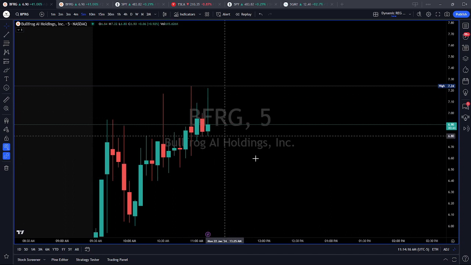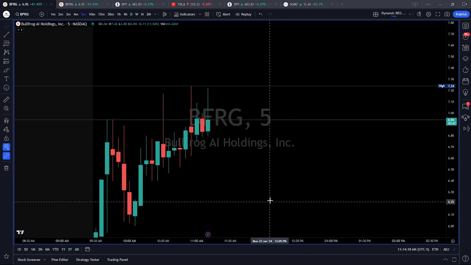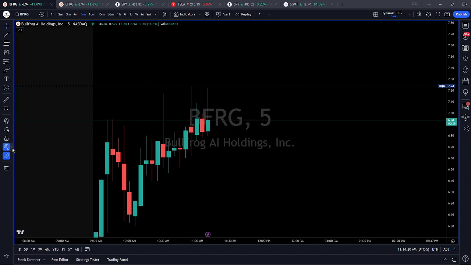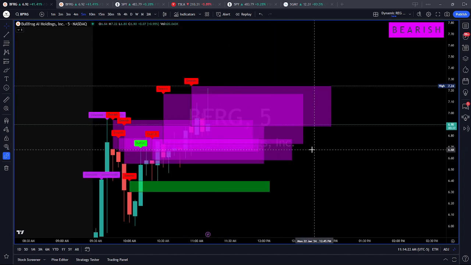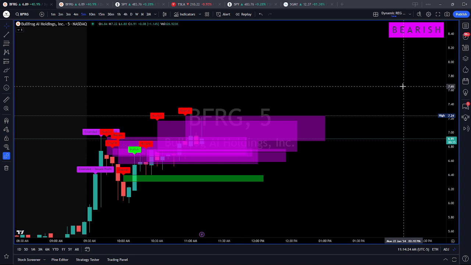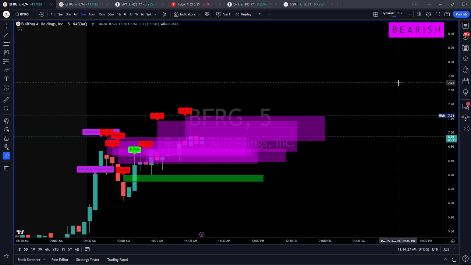Now, this doesn't mean that I'll dismiss this and say, oh, it's done, I quit, I'm not going to trade BFRG. No way. That means I just look for it to close over these zones and for it to tell me that it is bullish. If it's bullish, then this will tell me in the top right-hand corner.